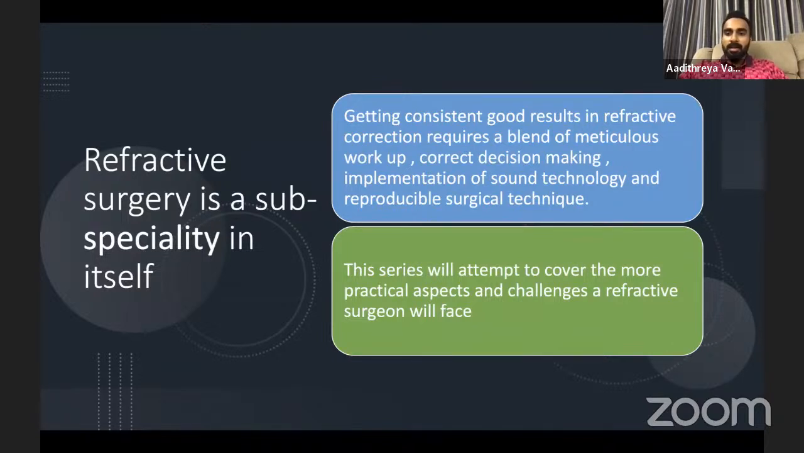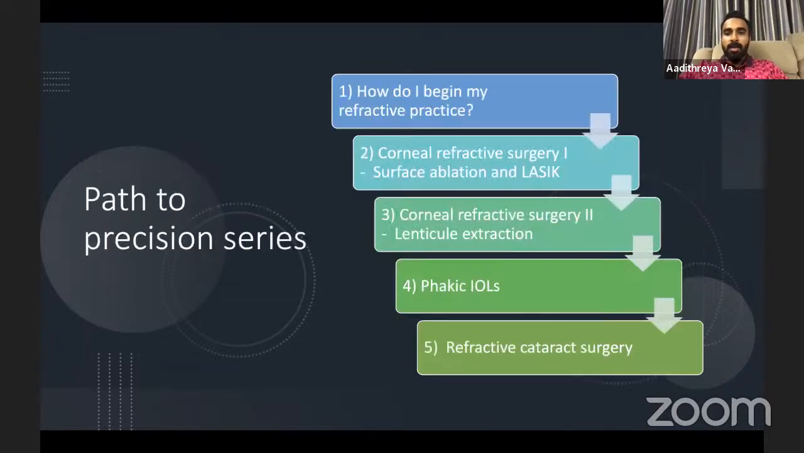Getting consistent results in refractive correction will require a blend of meticulous workup, correct decision making, implementation of sound technology, and reproducible surgical techniques. So, this is what the series will attempt to cover. It will cover the most practical and challenging aspects a refractive surgeon will face in his career and help them deal with it in a better way. So the Path to Precision series will now aim to cover all of this.